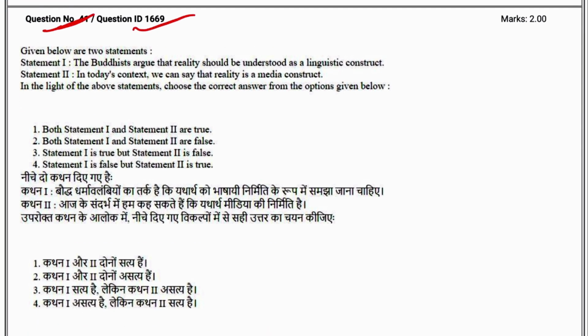Next is 69. Statement 1 is, the Buddhists argue that reality should be understood as a linguistic construct. This is correct. In today's context, we can say that reality is a media construct. It is also correct. Both are true. 1 is the answer.